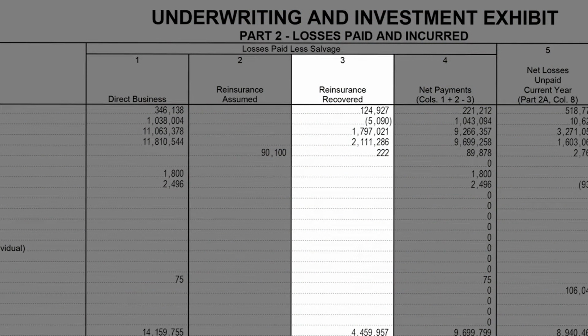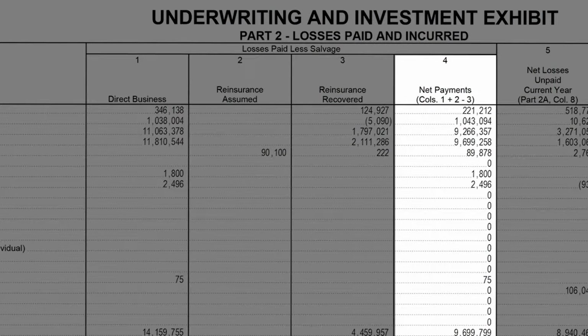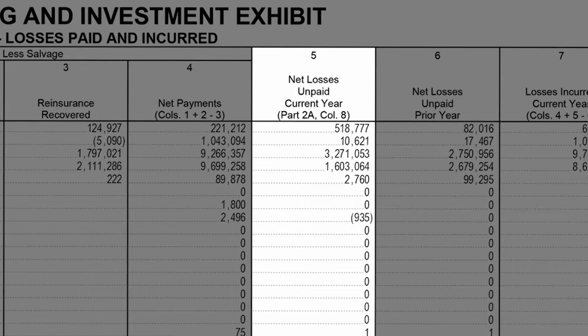Once again, column 4 is simply the culmination of columns 1, 2, and 3. So in terms of net payments, you're going to add column 1, the direct business that you've paid claims on. Column 2 is the reinsurance assumed business that you've paid claims on. And you're going to subtract from 1 and 2 column 3, which is the reinsurance recovered on those claims. Column 5 is net losses unpaid for the current year. It's Part 2A, column 8.